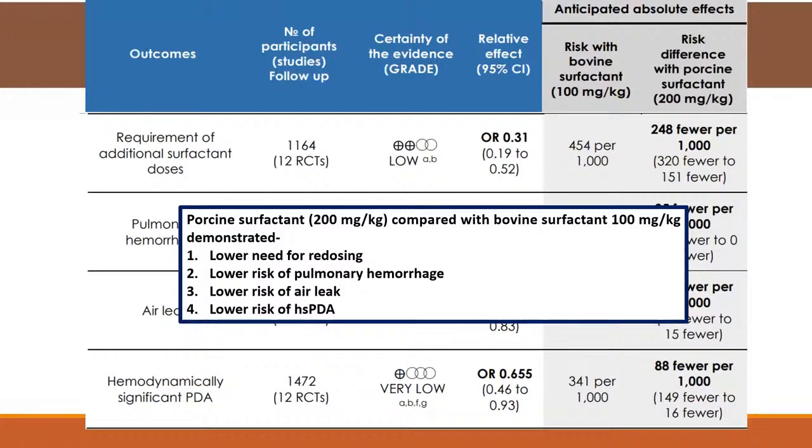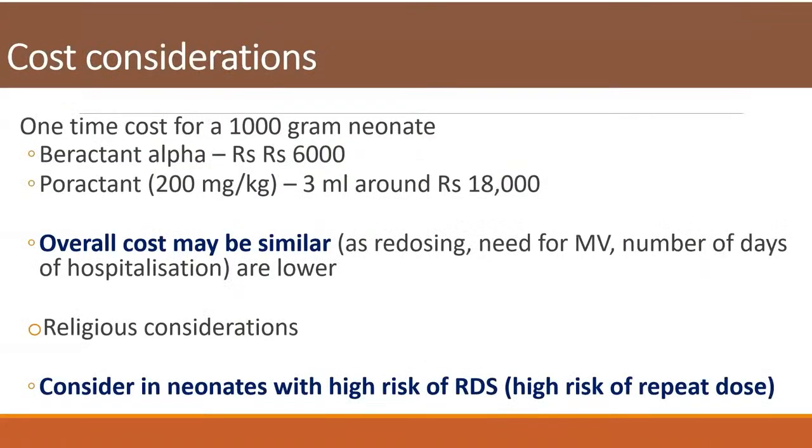But it seems that the advantage was primarily because of giving a higher dose of phospholipid at 200 milligram per kg, and possibly not because of the preparation itself, because most of these benefits could not be reproduced when one compared 100 milligram per kg each of porcine as well as bovine surfactant.